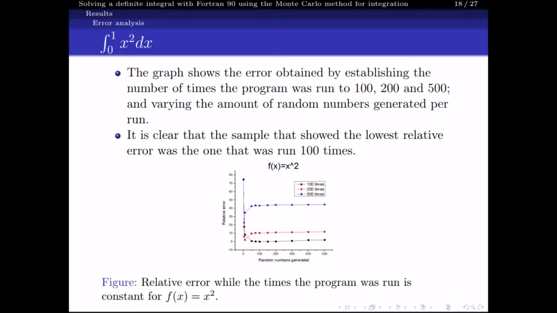was performed by establishing the number of times the program was run to 100, 200, and 500, and varying the amount of random numbers generated per run. Looking at the graph, it's clear that the sample that showed the lowest relative error was the one that was run 100 times compared to the ones run 200 and 500 times.